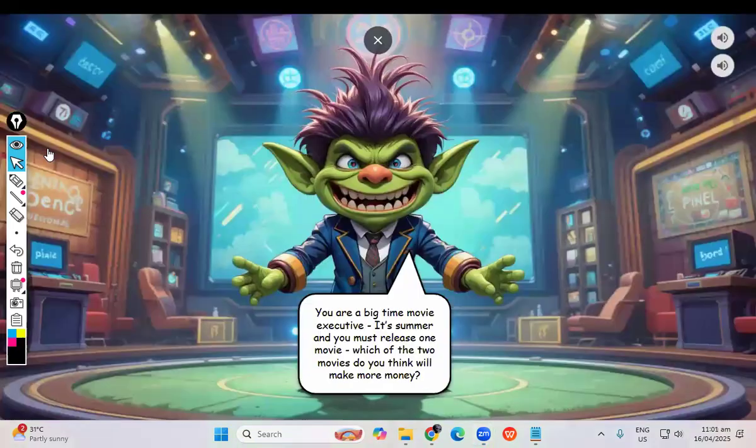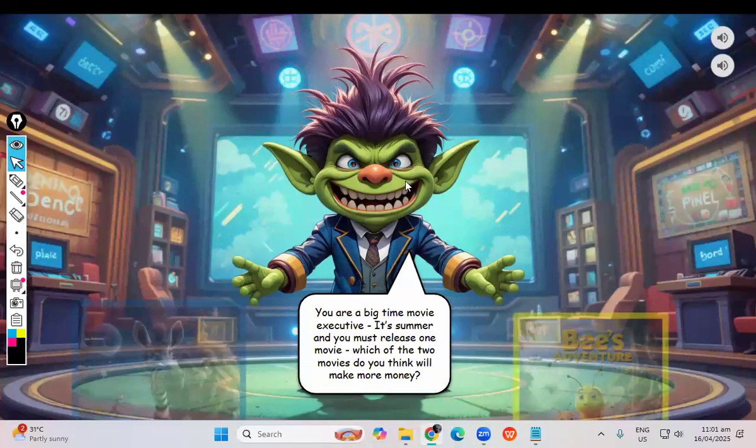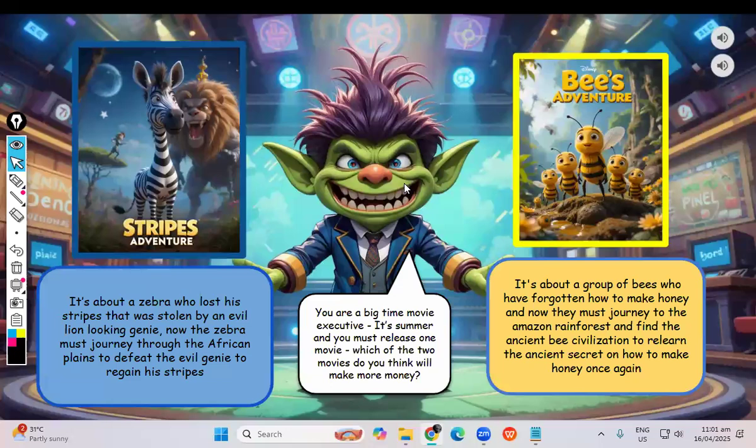See, y'all deserve a relaxer here. Okay. So here's the scenario. You are a big time movie executive, right? It's the summertime. In the summertime there's always some blockbuster movie released, but your studio can only release one movie. Which one do you all think looks more interesting? Watch the posters and read the storyline for each one, and then we're going to vote. I'll give you a few seconds to read it.